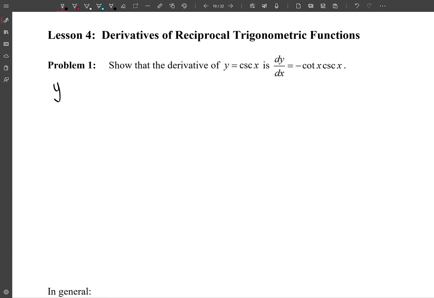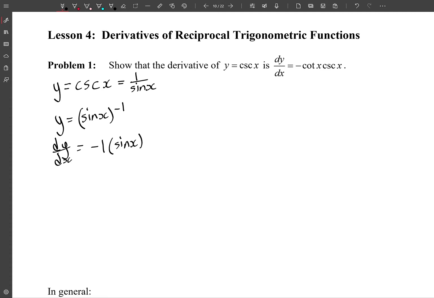So first thing we're going to acknowledge is that cosecant of x is just 1 over sine x, basic trig identity. So we can say then that y is actually equal to sine x to the negative 1, right? So now that we've got it like that, taking dy dx is going to be a whole lot simpler. dy dx then is going to be, we're going to pull down the exponent, negative 1. This becomes sine x to the negative 2. And then, of course, we have to take the derivative of the interior function by chain rule. That gives us cosine of x.